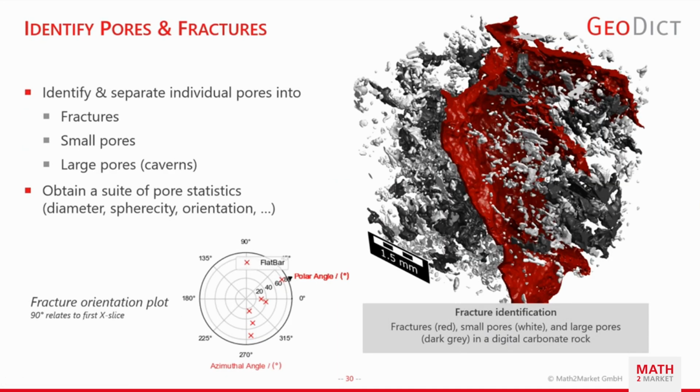You can also identify not just pores, but also fractures in GeoDict. So you can separate the individually identified pores also into small pores, into large pores or caverns. You can also separate them into fractures, as shown here for this red fracture system. With that, you get all the statistics that are along with that.